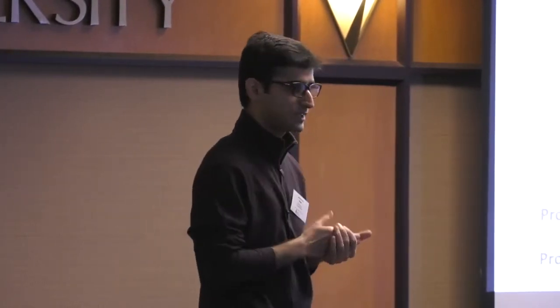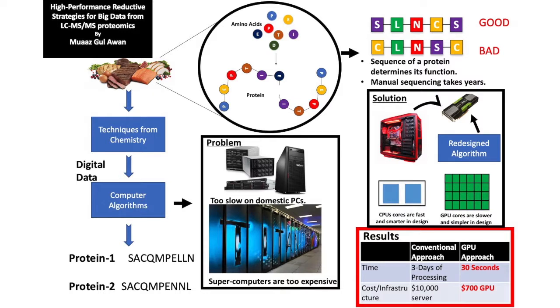And as a result, for a pre-processing algorithm working on an average-sized data set, I was able to reduce compute time from 3 days to an astonishing 30 seconds. That is also on just a $700 GPU instead of a $10,000 machine.